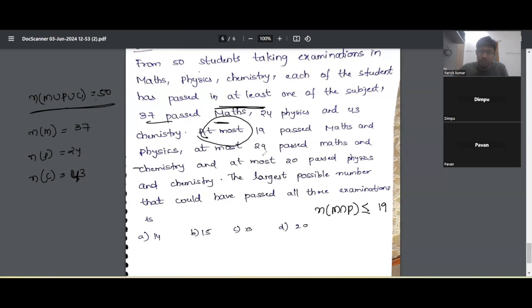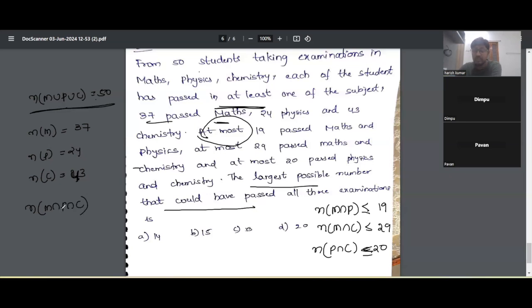So same, at most 29 passed maths and chemistry. That means n of M intersection C is less than or equal to 29. Next, n of P intersection C is less than or equal to 20. So those are the statements. Now he is asking about the largest possible number that could have passed all three examinations. That means he is asking n of M intersection P intersection C is less than or equal to what? With this information we have to find it.